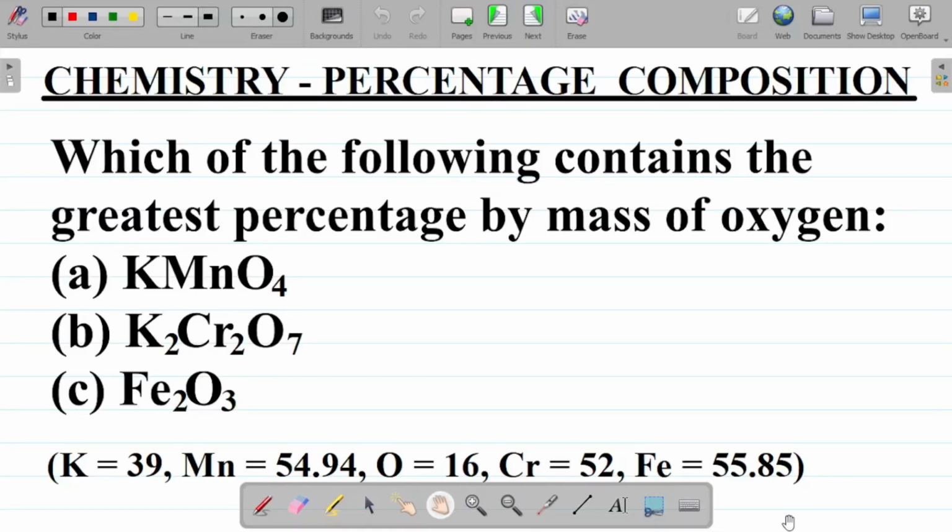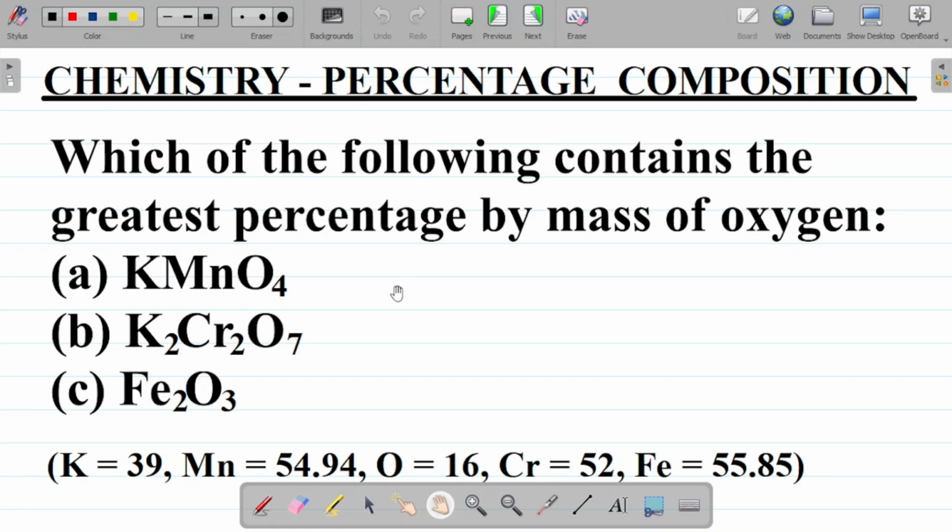So let's look at this question on chemistry percentage composition. The question here says, which of the following contains the greatest percentage by mass of oxygen? The first one, A, is potassium tetraoxomanganate 7. The second one, B, is potassium heptaoxodichromate 6. And C says iron 3 oxide. So which of these contains the greatest percentage by mass of oxygen?